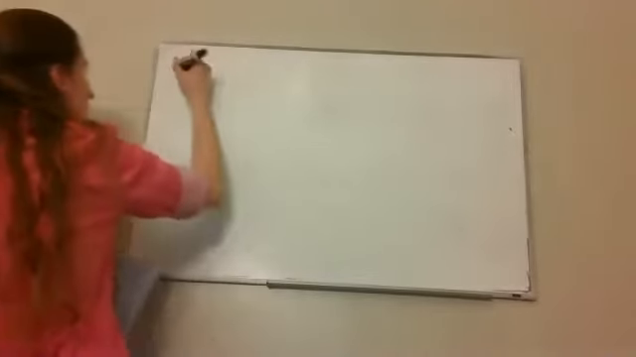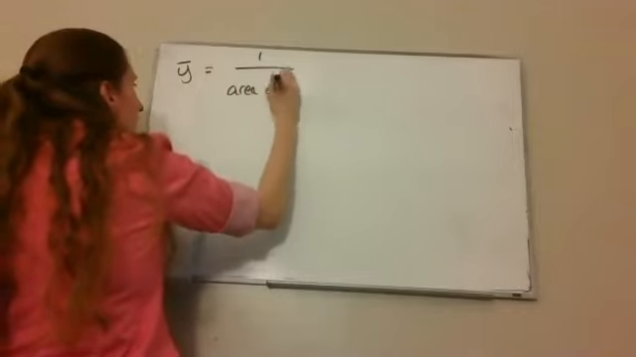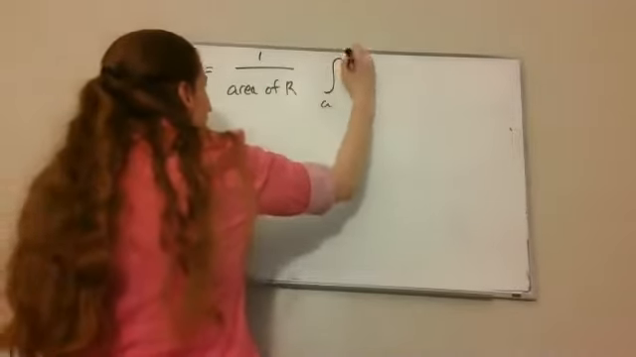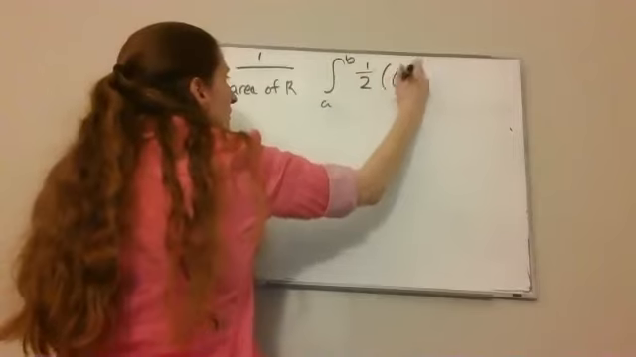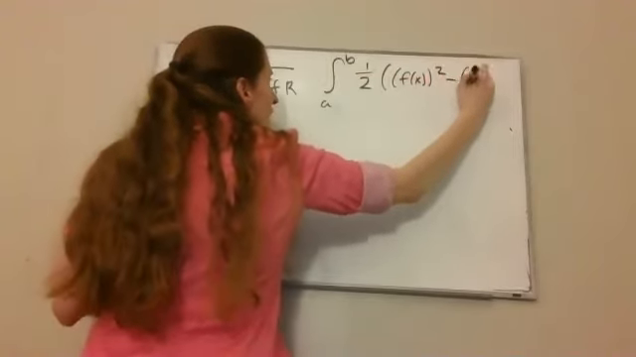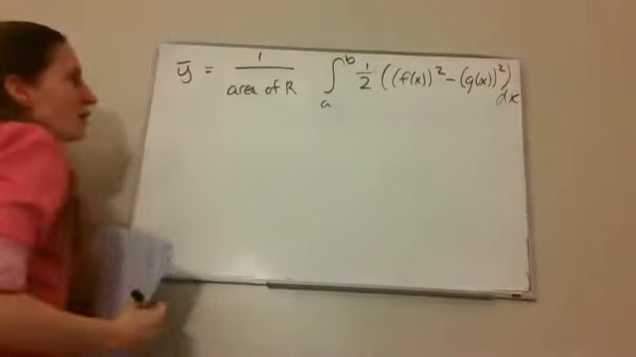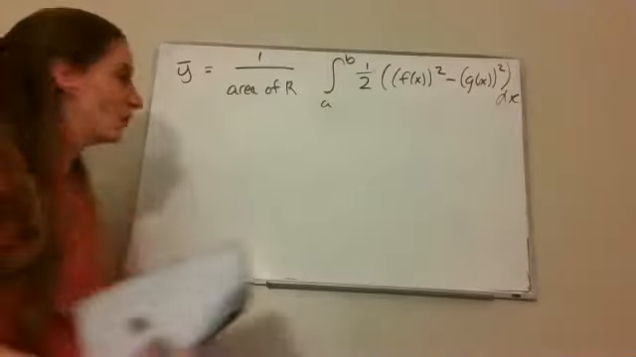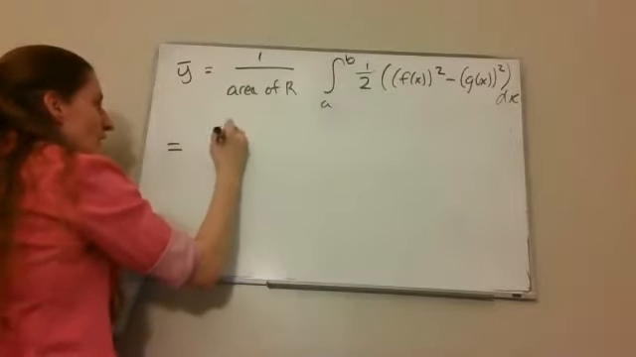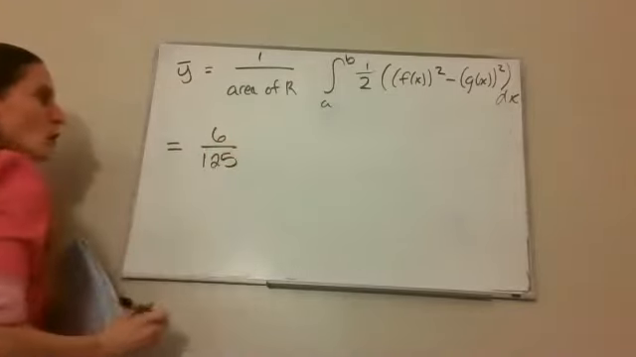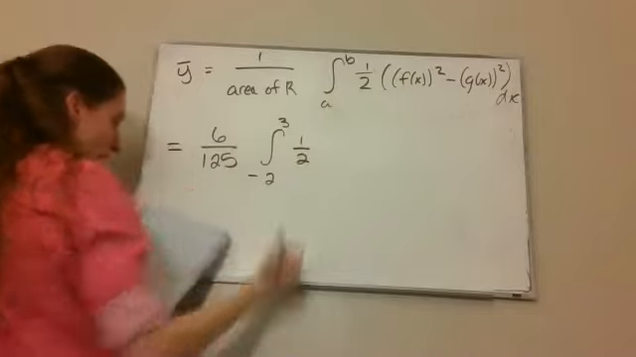So y bar is equal to 1 over the area of R, integral from a to b of 1/2 f of x squared minus g of x squared dx. So remember, f was the top function and g was the bottom function. And we also know our area of R. Area of R was 125 over 6, so I flip it upside down and get 6 over 125. My bounds are still negative 2 to 3, and there's my 1/2.